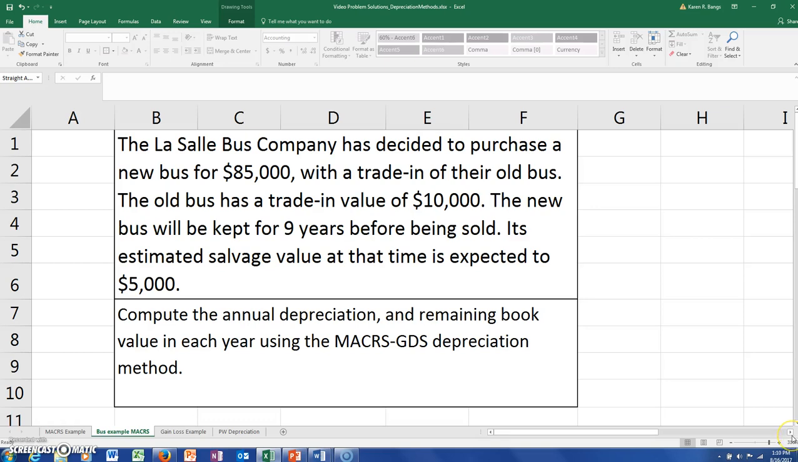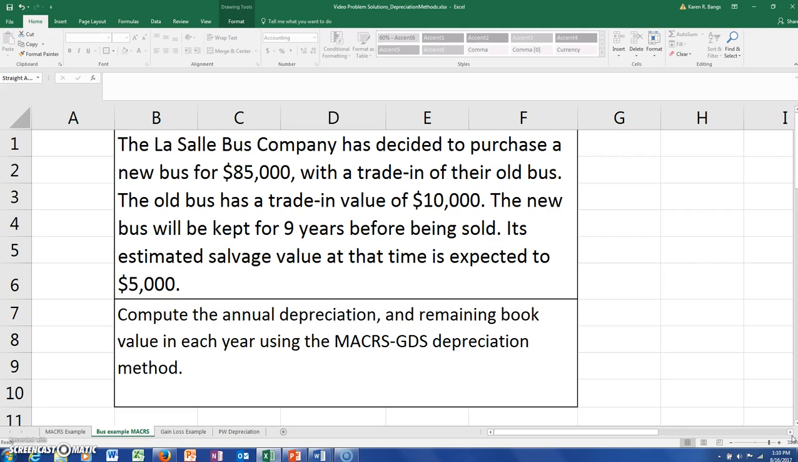Hi, Karen Bangs here again with Cal Poly Industrial and Manufacturing Engineering, and we have our second example working through calculating depreciation with the MACRS-GDS method. In this example, it's a slight twist on what our total cost basis is going to be. So let's read the problem statement.